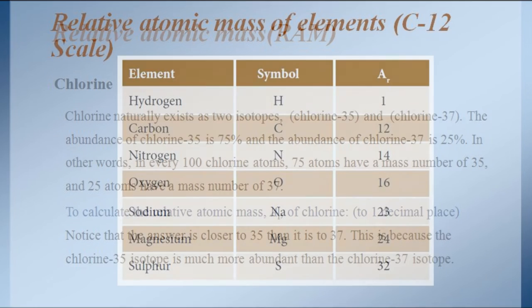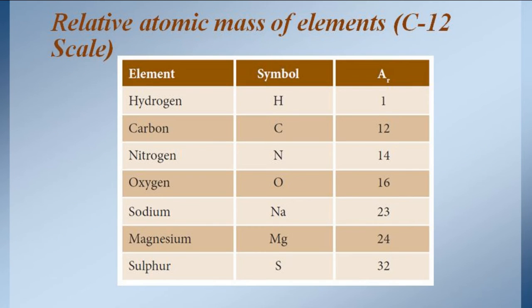Next one, some examples of relative atomic mass using the carbon-12 scale. The hydrogen relative atomic mass value is 1, carbon 12, nitrogen 14, oxygen 16, sodium 23, magnesium 24, sulfur 32. These are called mass numbers.